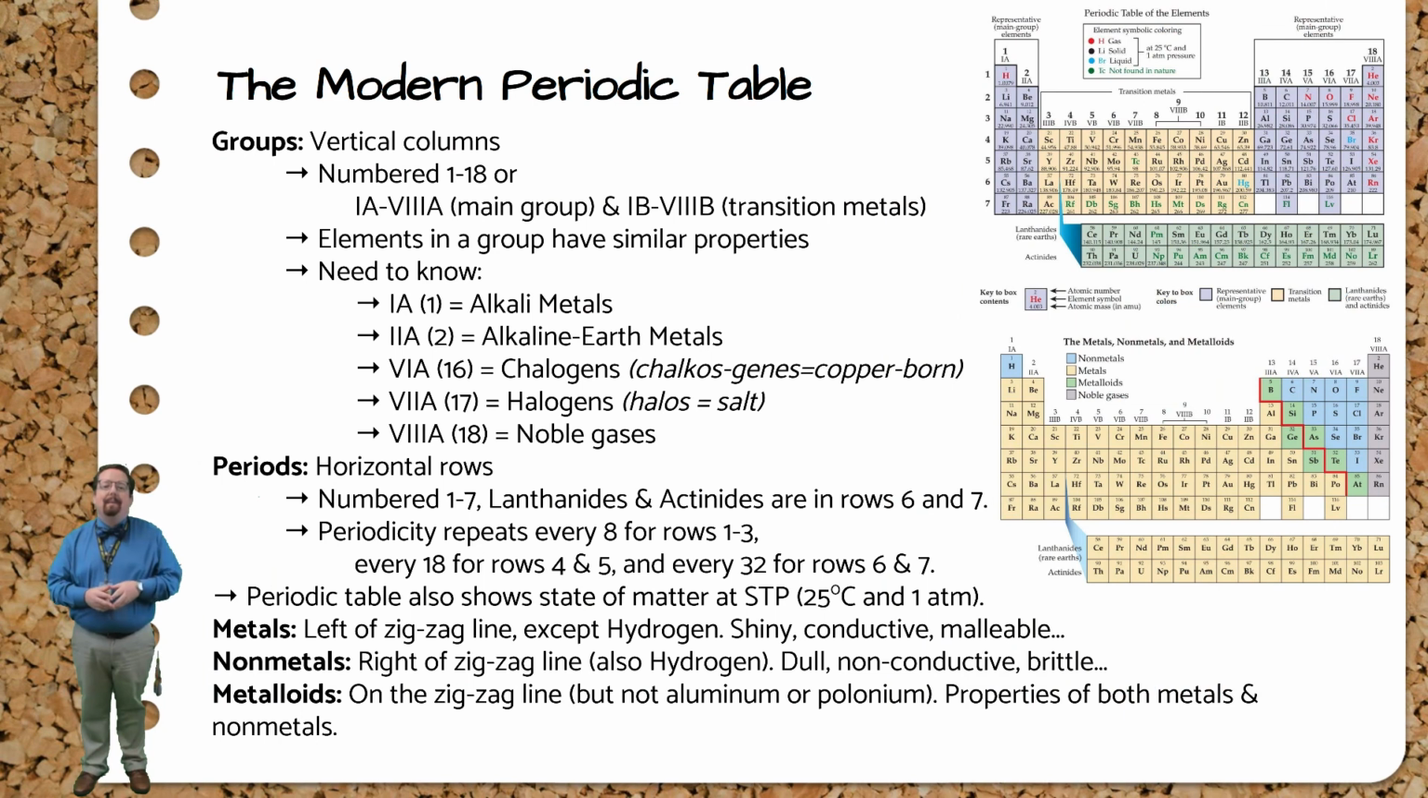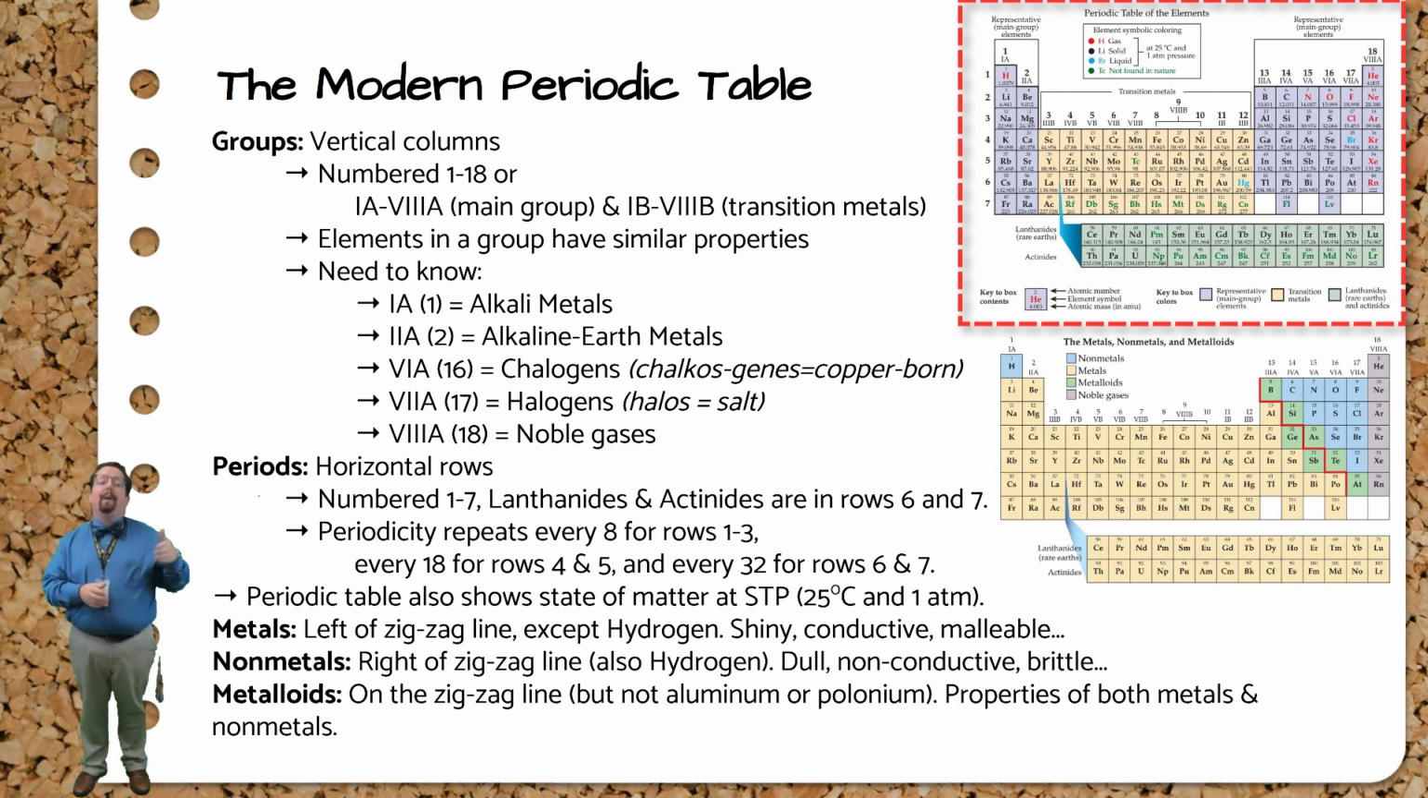Our current periodic table is a bit more complete. There's a lot of info on it which you should be able to decipher from the keys on the periodic table. For now, you need to know the following. Groups are the vertical columns. They're numbered from 1 through 18 now, but have traditionally been numbered with Roman numerals. The main group elements, the purple ones, are the A group, and the transition metals, the yellow ones, are the B group. Elements in the same group or family have very similar properties. You need to know where the alkali metals, alkaline earth metals, chalcogens, halogens, and noble gases are located.